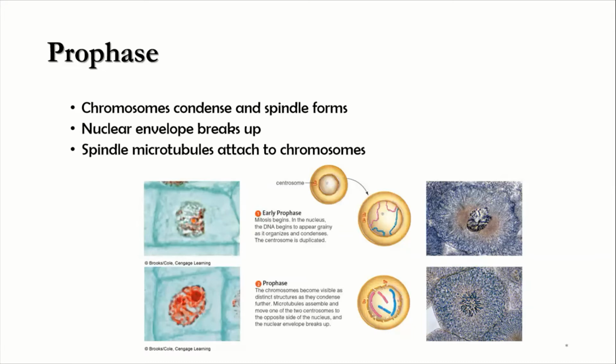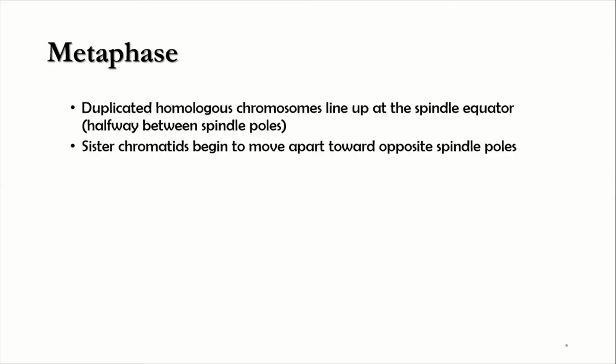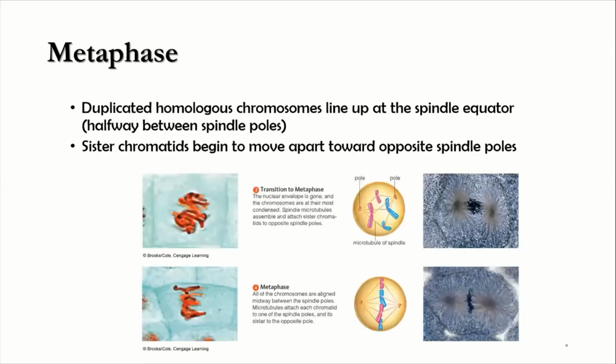Next we have the metaphase. At the metaphase, this is the stage where duplicated homologous chromosomes line up at the spindle equator, which is basically just halfway between the spindle poles. There's really no metaphase plate, it's just a reference.